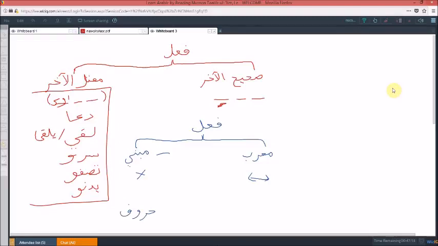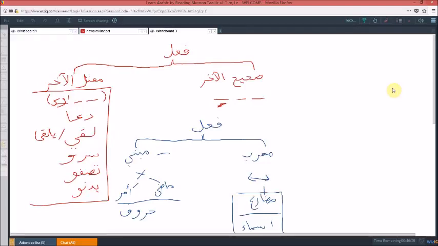From the fi'l, that which is mabni is the madi, the past tense, and the amr, the command. As for what is mu'rab, it's only the mudari'. And we said that even some of the fi'l mudari' can be mabni. As well as that, asma, meaning nouns. So we have two categories of things which are mu'rab: fi'l mudari', the present tense verb, and asma, nouns. Everything else is mabni. The fi'l madi is mabni, the fi'l amr is mabni, and the huruf are mabni.